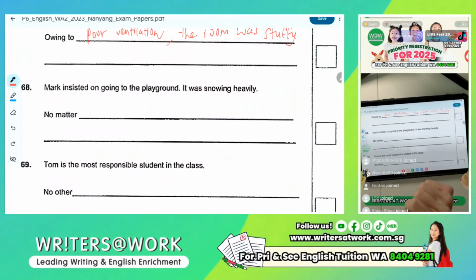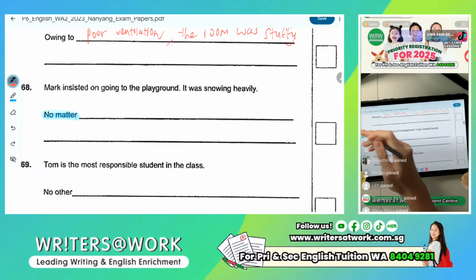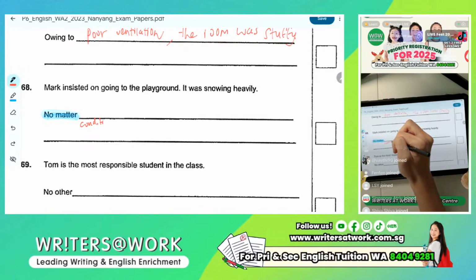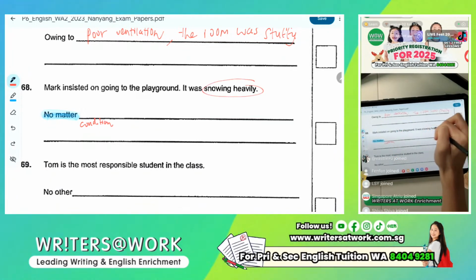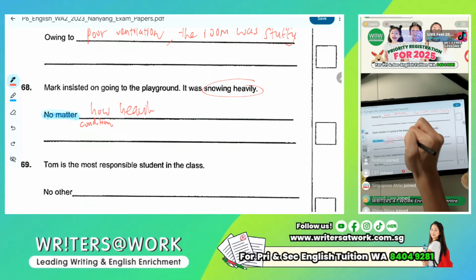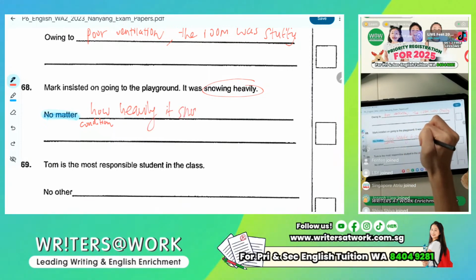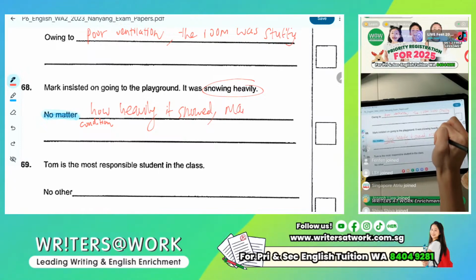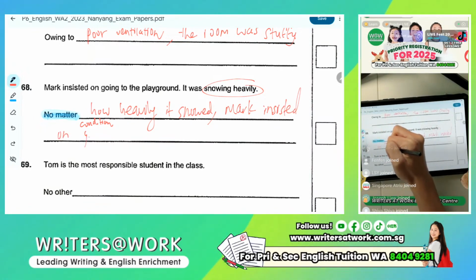Now look at question 68. Mark insisted on going to the playground. It was snowing heavily. So when you talk about no matter, we are looking at that condition. And the condition is here. So it will be no matter how heavily it snowed, Mark insisted on going to the playground.